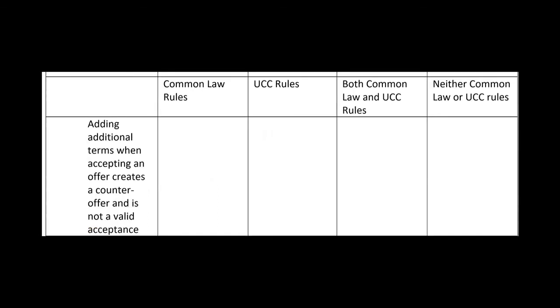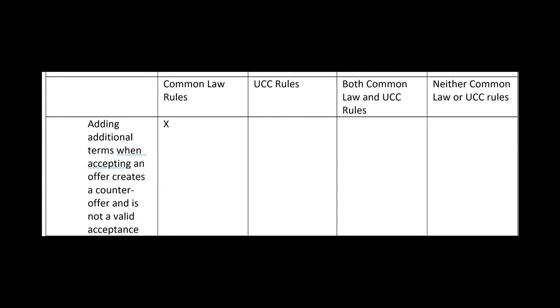How about this one? Adding additional terms when accepting an offer creates a counteroffer and is not a valid acceptance. And that would be the case under the common law rules. So if I offer you my bagel store for $50,000 and you add additional terms when accepting, or you change any of the terms and you don't use the mirror image, it becomes a counteroffer and it's not a valid acceptance.